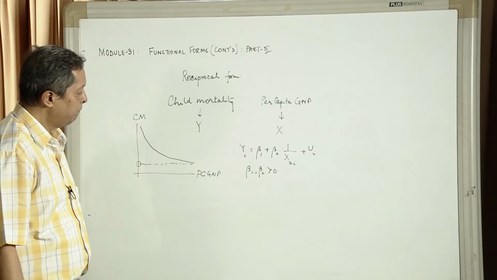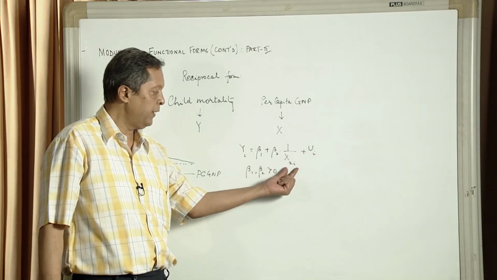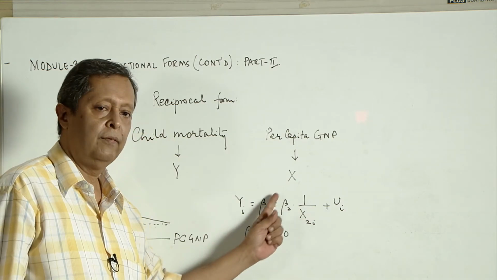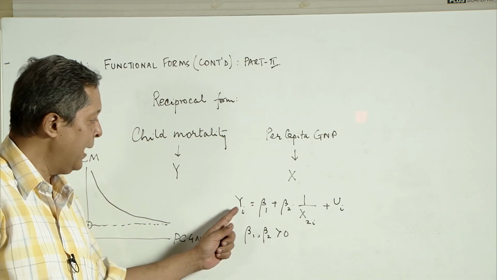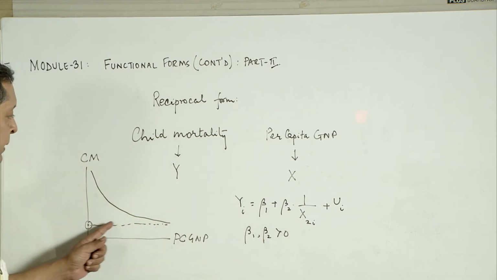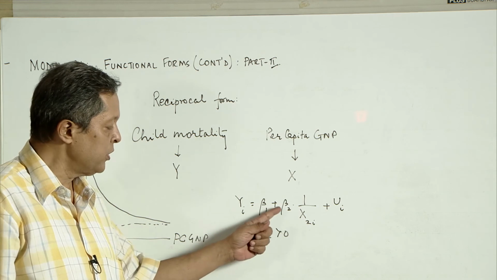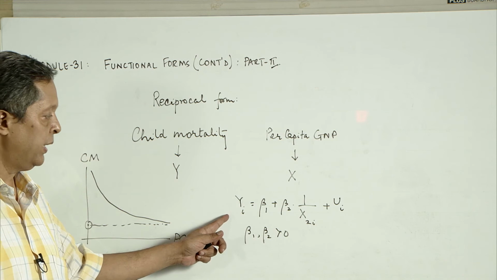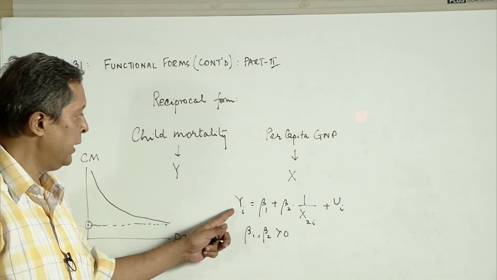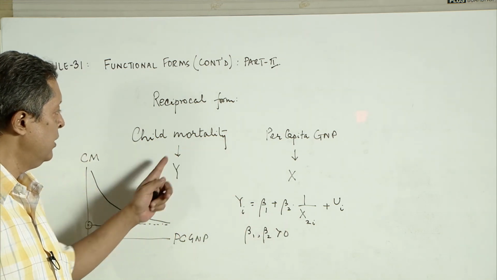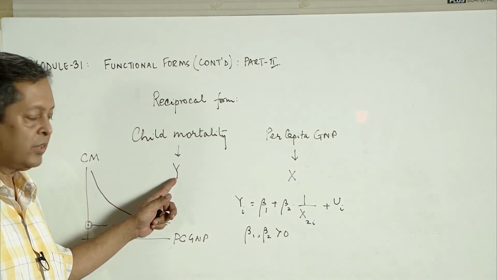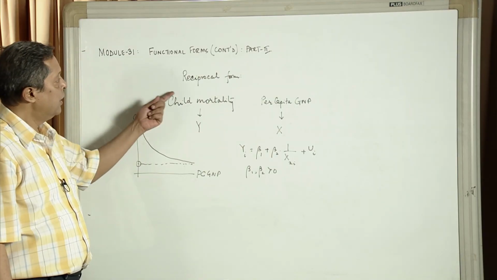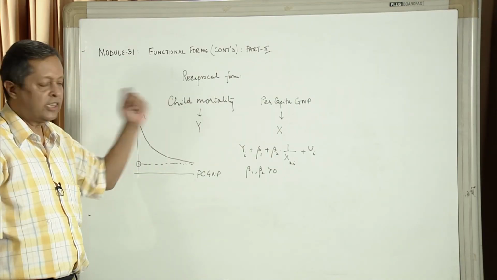So, as you can see, as the value of x2 becomes very large, this component will become very small. So, y will asymptote towards beta 1, and if beta 2 is positive, that means greater the value of x2i, smaller is the value of yi. Higher x2, smaller y. Higher per capita GNP, lower is the child mortality. So, this is a very nice example of a reciprocal model or model in reciprocal form.